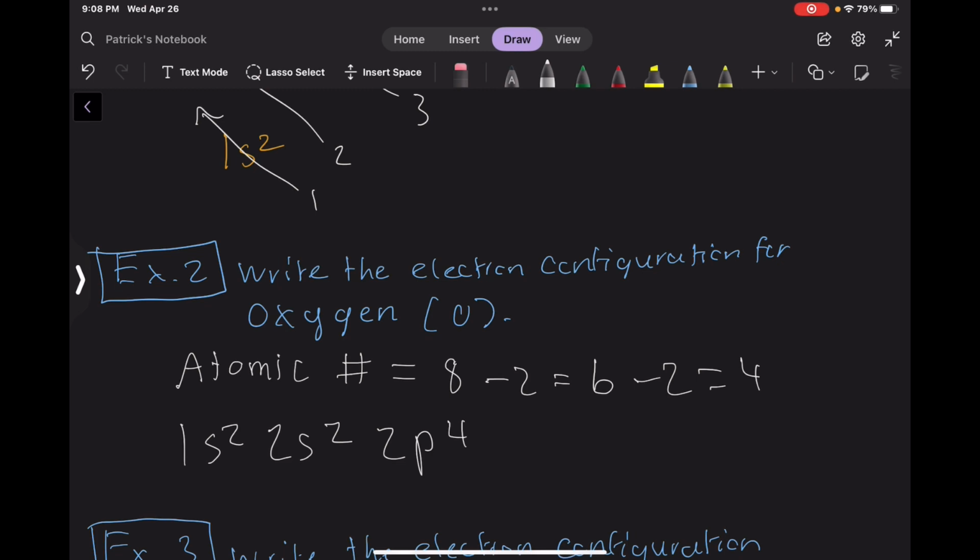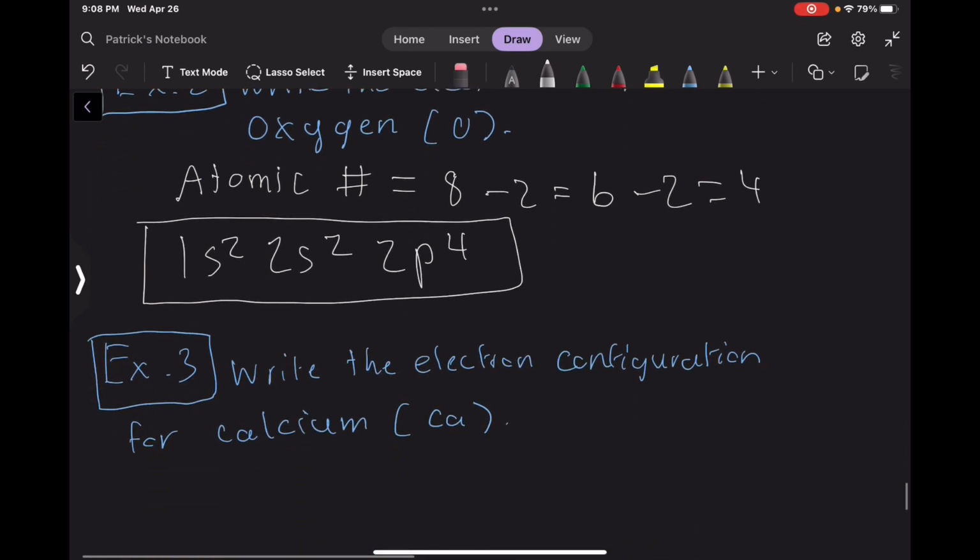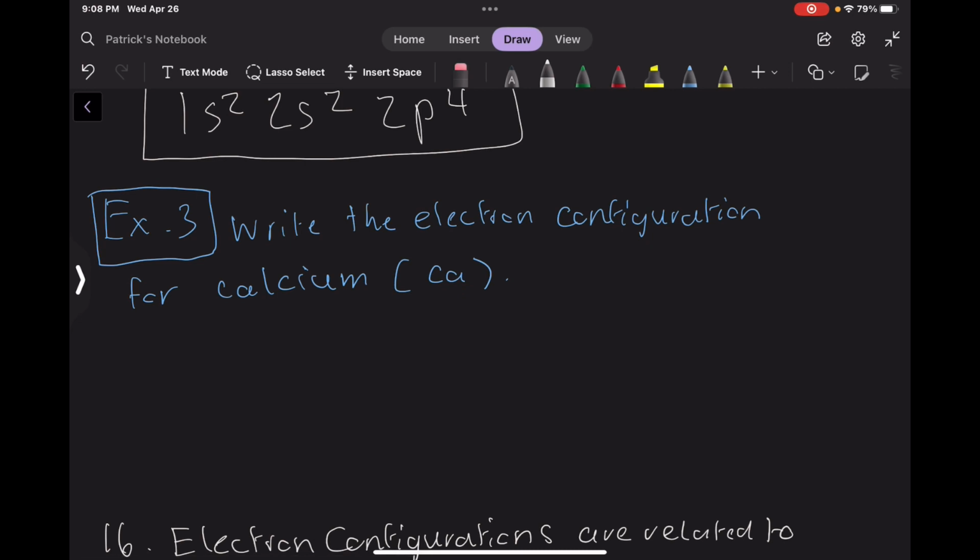In other words, the 2p subshell of an oxygen atom isn't filled to capacity with electrons. And there we have it. The full electron configuration for oxygen, written in long-form notation. Example 3 now. Write the electron configuration for calcium, abbreviated Ca.